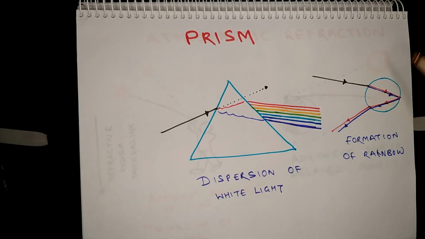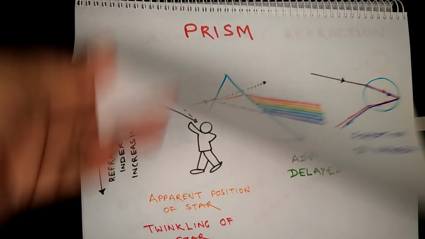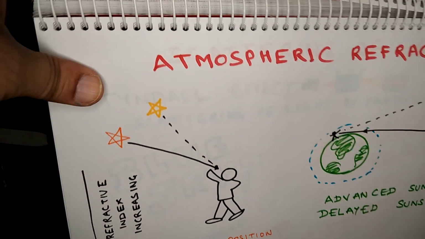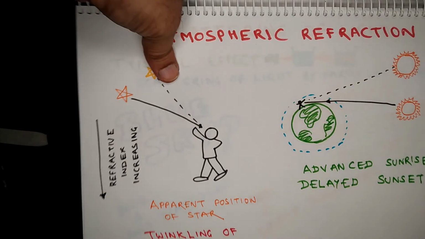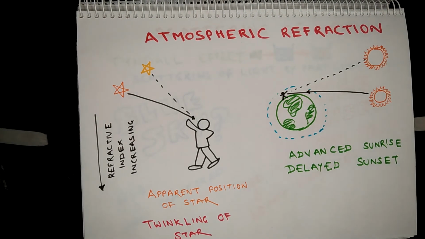So 3 phenomena are involved in the formation of a rainbow. One is refraction of light, another is total internal reflection, and the third is dispersion of white light into its component colors. Some interesting natural phenomena happen because of atmospheric refraction.